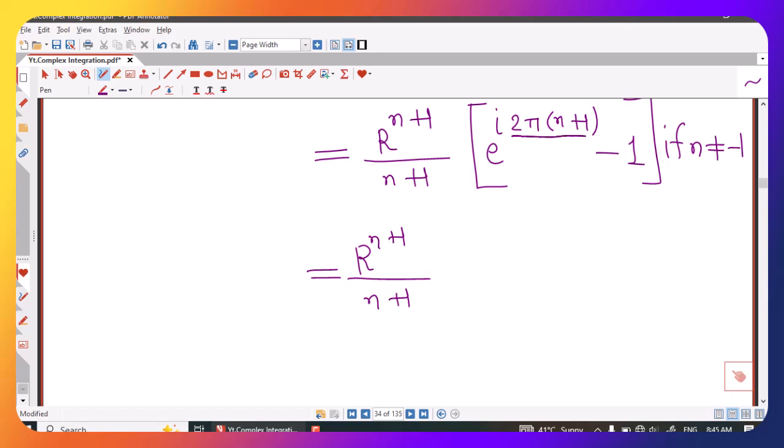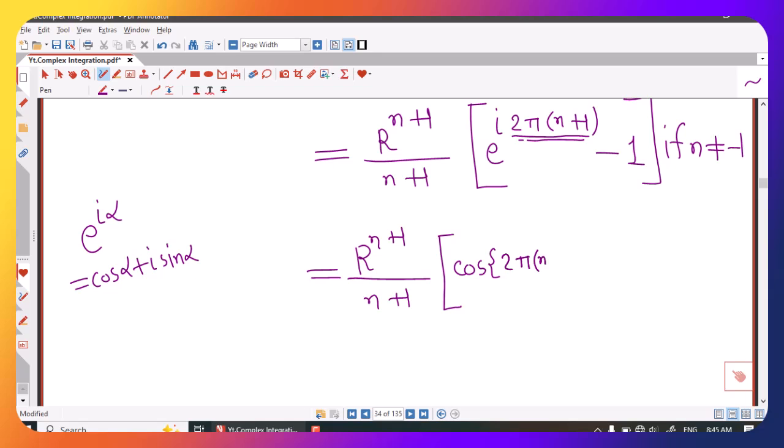and you can see here we can apply Euler's formula. So we know that Euler's formula is e raised to i alpha equals cos alpha plus i sin alpha. Here instead of alpha we have 2 pi into n plus 1, so I write here cos of 2 pi (n plus 1) plus i sin of 2 pi into n plus 1, and this minus 1 is already there.